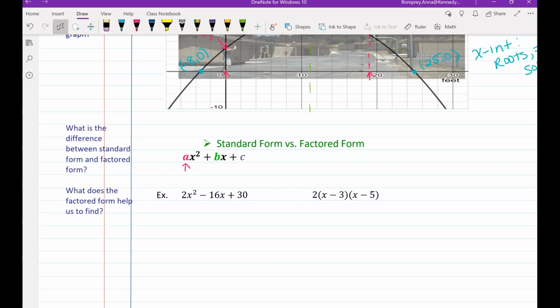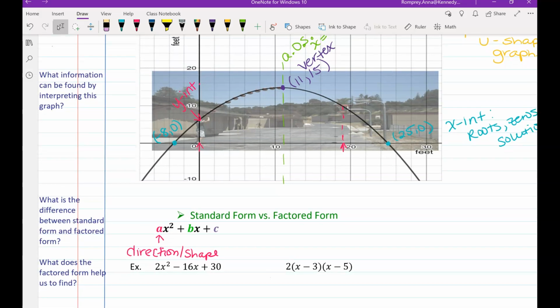A tells us the direction and the shape of our graph. What I mean by direction is, is it an upside down U? Basically, is it a frowny face or a smiley face? If a is positive, it's going to be smiling. If a is negative, it will be frowning. So this is a negative function, the one we were given first. It also affects the shape, so how wide or how narrow our parabola is.